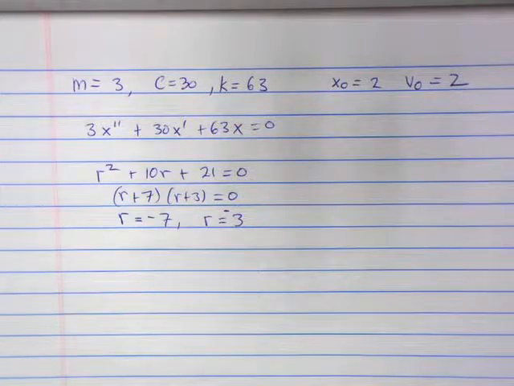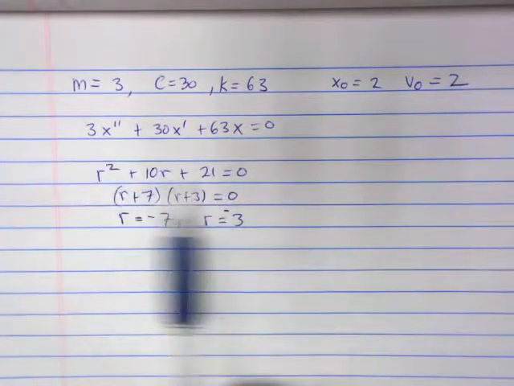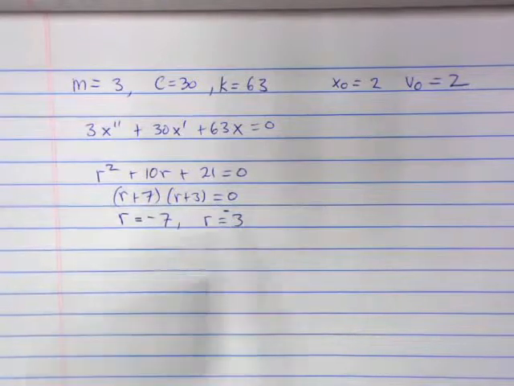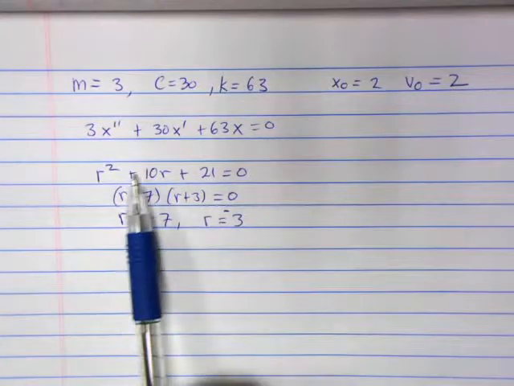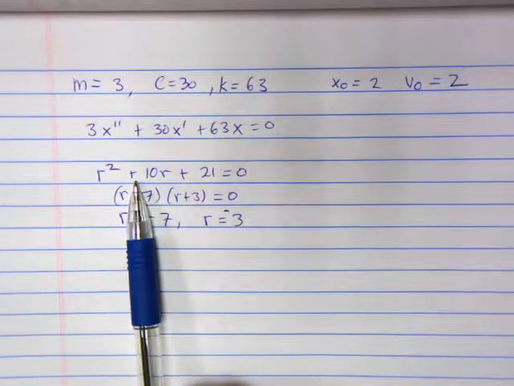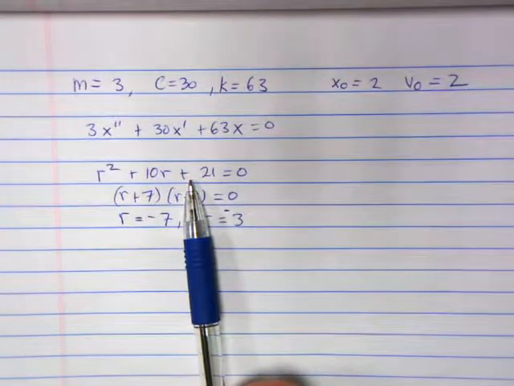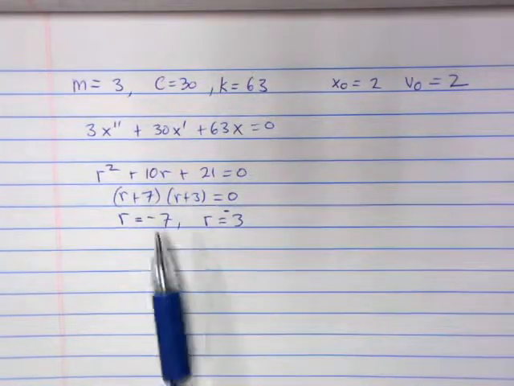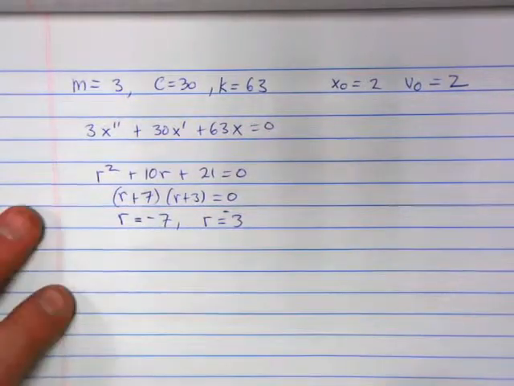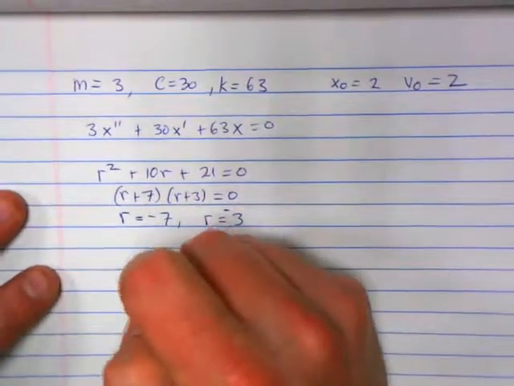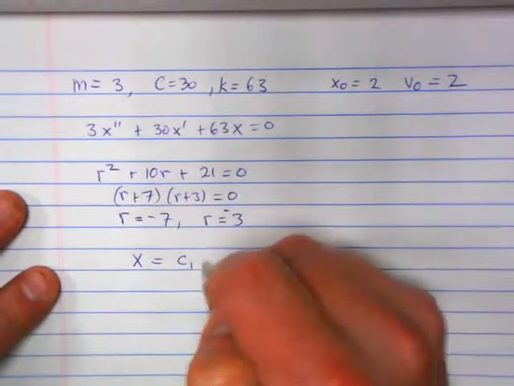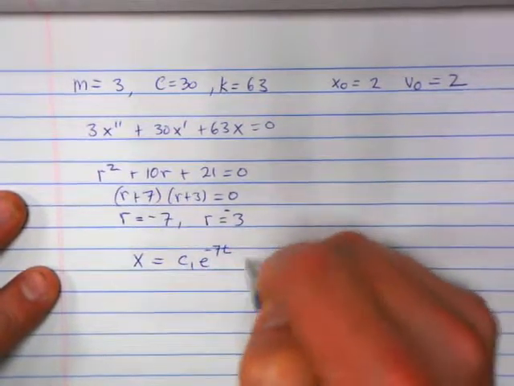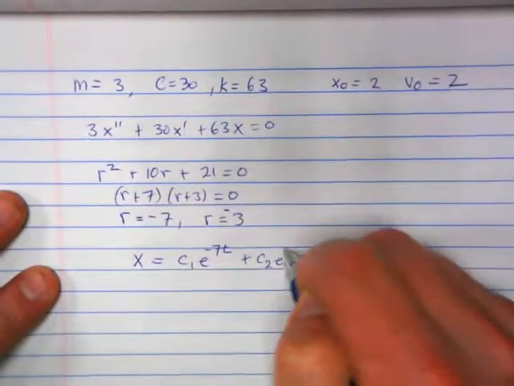But why from this equation are you always guaranteed that the two r's will be negative? Because you're always going to have a plus here, because c is always a positive number and k is always a positive number. So this is always going to factor as r plus and r plus. So it's not going to be negative. All right, so our solution is x equals C1 e to the negative 7t plus C2 e to the negative 3t.